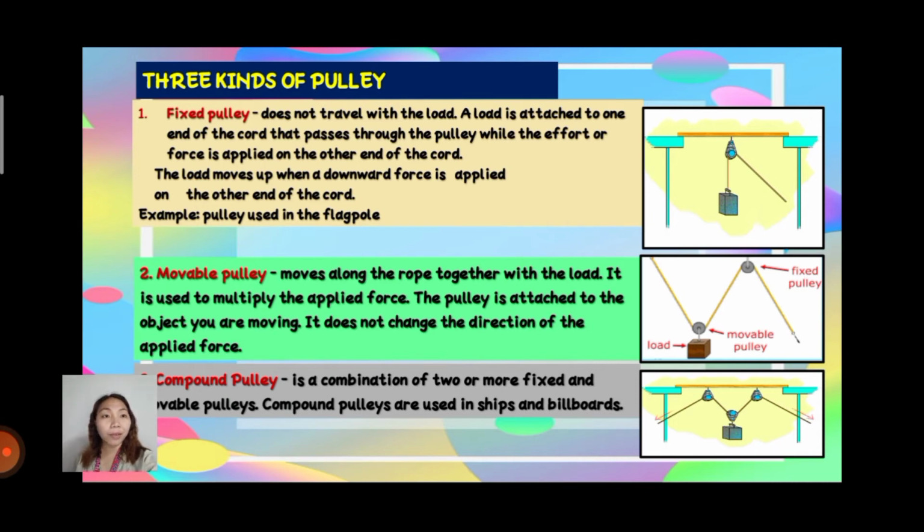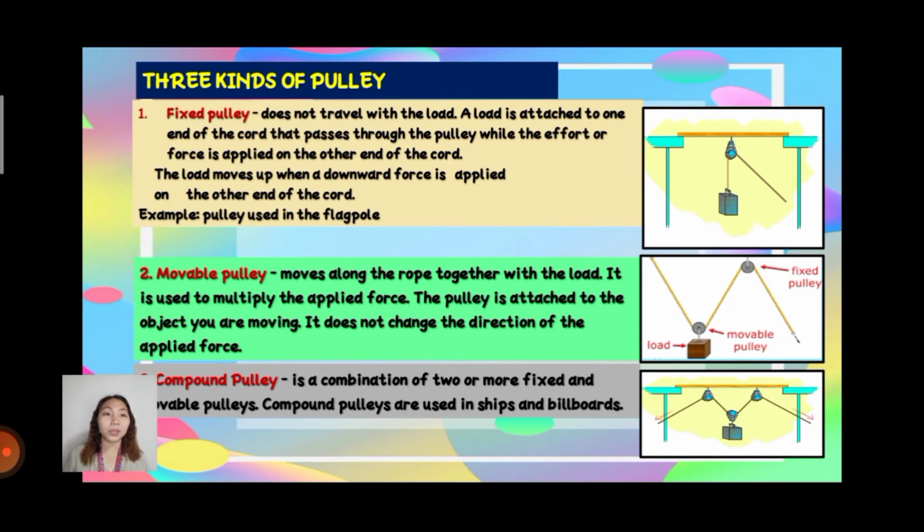Example of it is the flagpole. Okay, the second one is the movable pulley. It can be moved. Example of it is the zip line. So, movable pulley moves along the rope together with the load. It is used to multiply the applied force. The pulley is attached to the object you are moving. It does not change the direction of the applied force.